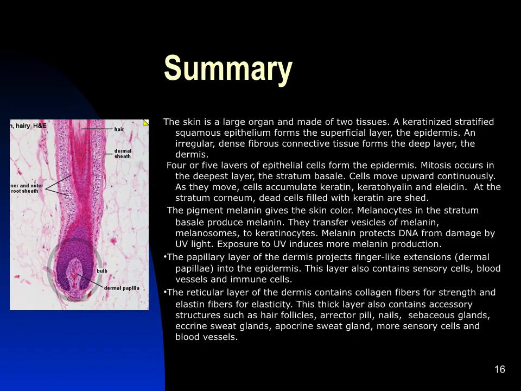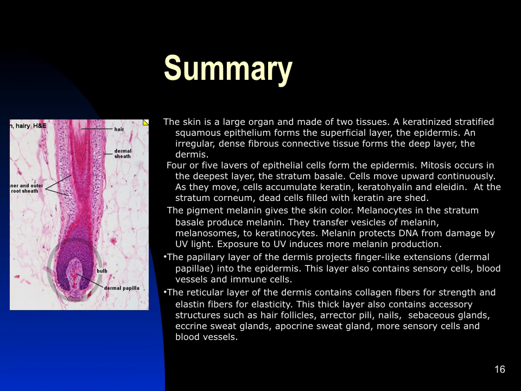Okay, so it's the skin, a large organ made of two tissues. Epithelial tissues on top form the epidermis. Connective tissues underneath form the dermis. The upper epithelial cells are found in different layers. Cells are continuously moving up from the deepest layers. As they move up, they accumulate keratin and lipids, keratohyalin and eleidin. At the stratum corneum, you have dead cells that are shed.